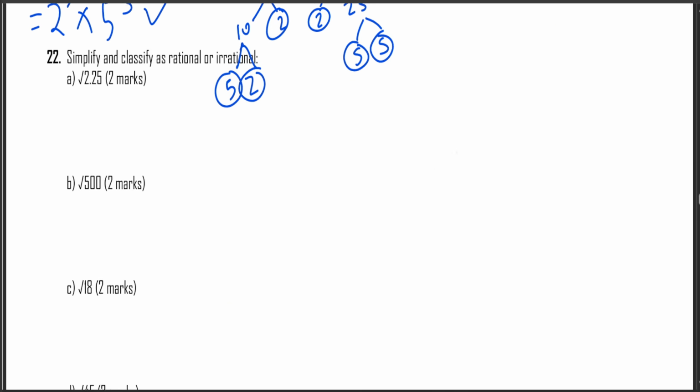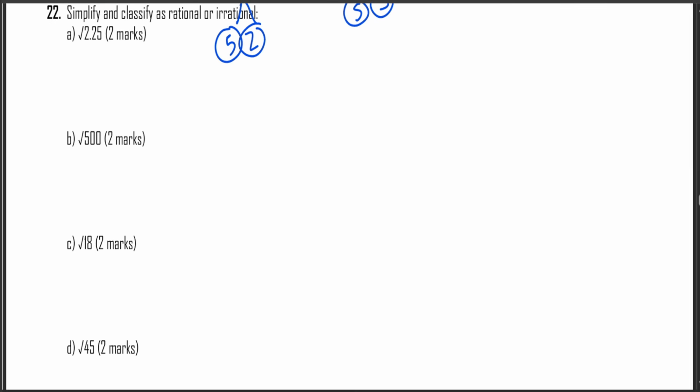Okay, question 22. Simplify and classify as rational or irrational. Okay, now classify this one as rational or irrational. Square root of 2.25 gives you 1.5. And therefore this one is a rational number. So you don't need to think twice.